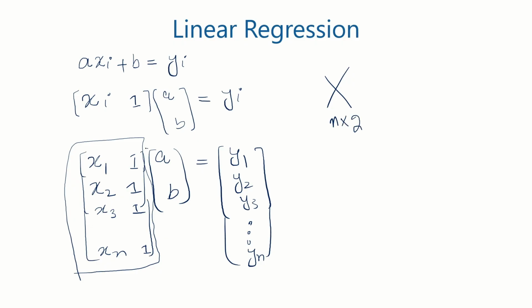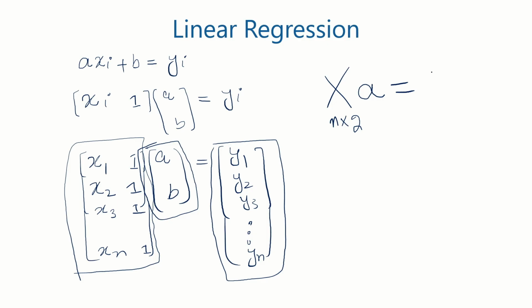And we will be having this array, which is the array of parameters. Let me call them A. And that is equal to this right side array, which is called y. And the y basically is n by 1, and this A is 2 by 1.